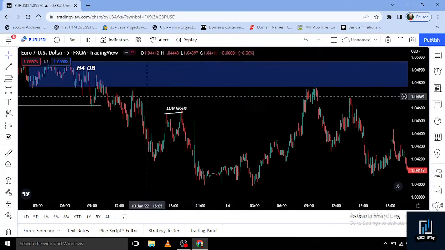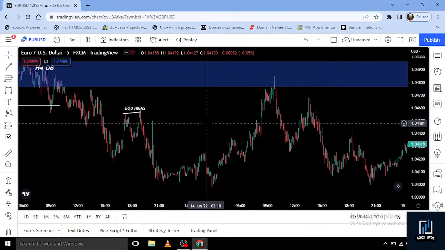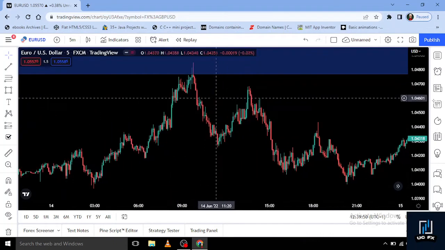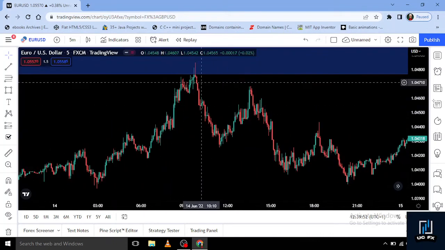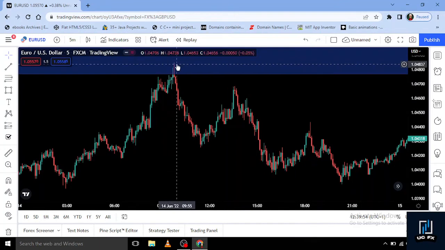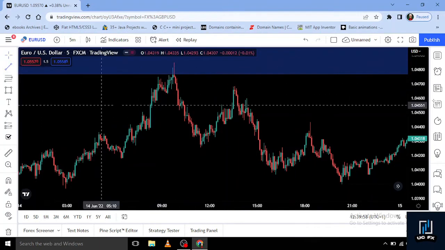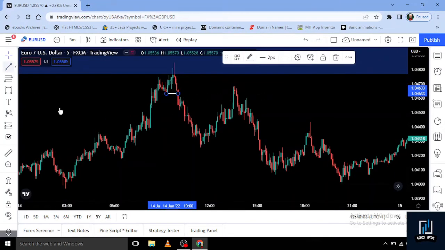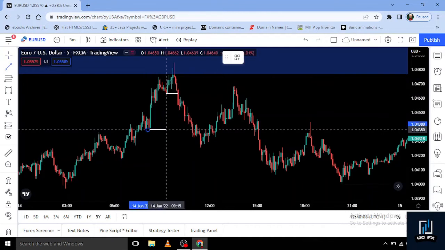The price took out liquidity, equal highs. So we're going to be using the 5 minutes as our lower time frame confirmation to confirm this trade. As you can see, price tapped into the H4 order block. As you can see, we had a break of structure here, another break of structure.